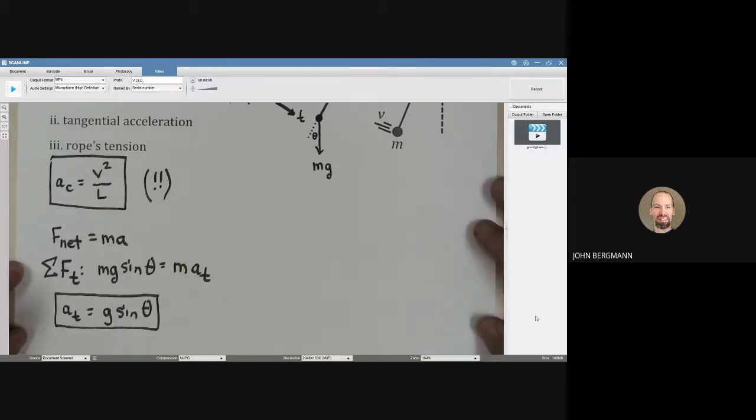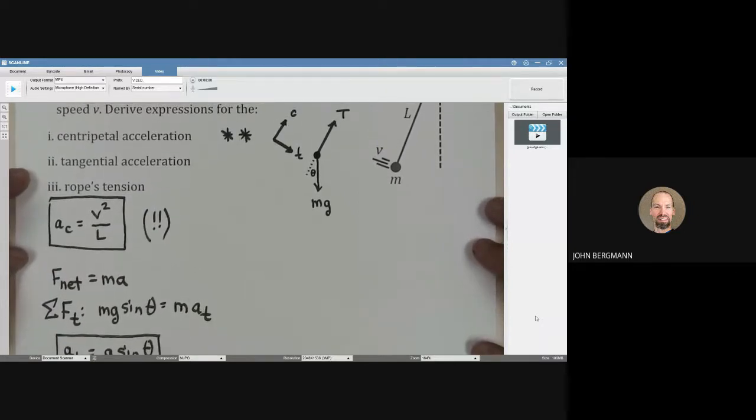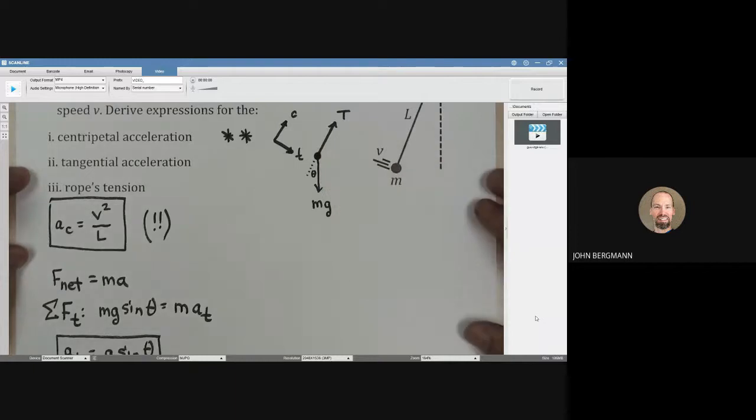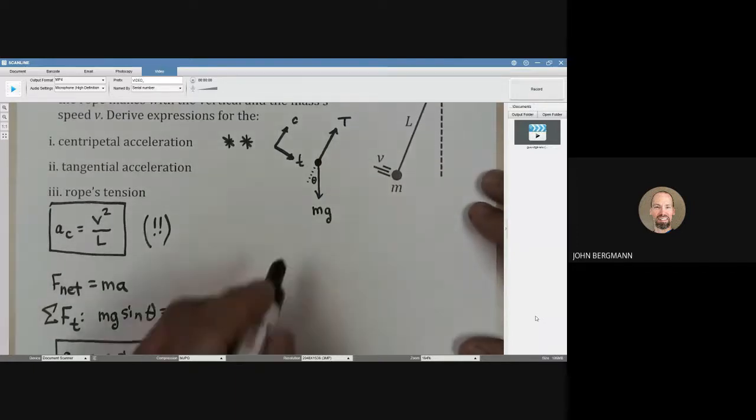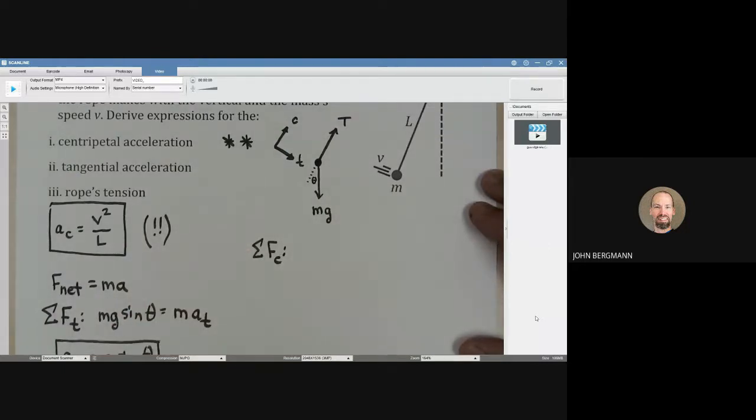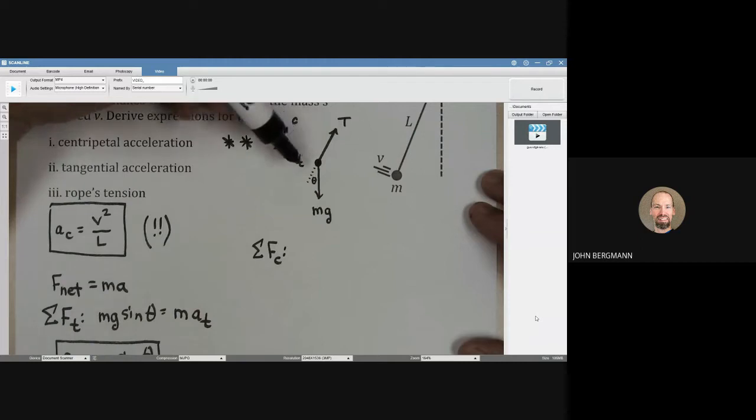All right. What else are we asked to find? We're asked to find the tension in the rope. To find the tension in the rope, you can see we're going to have to write a Newton's second law equation. And it's going to have to go in the centripetal direction. Let's sum the forces in the centripetal direction, what I've called the centripetal direction. In that direction, we have tension and we have mg cosine theta. You might be tempted to say that they're equal to each other, but that is not the case, is it?